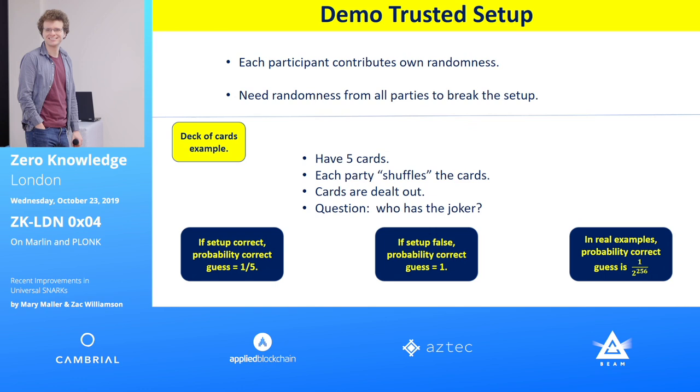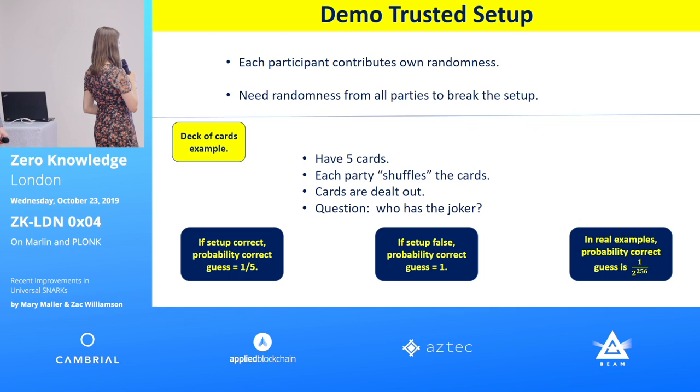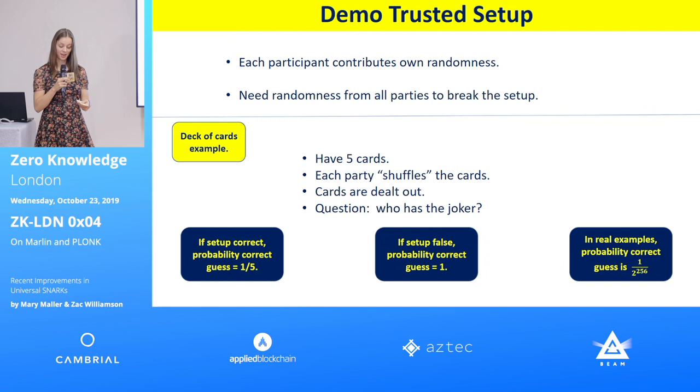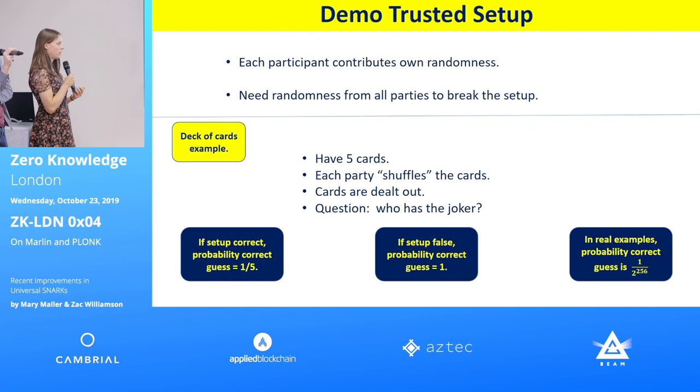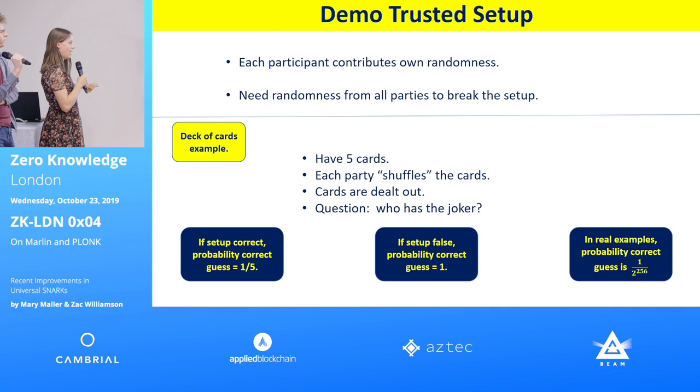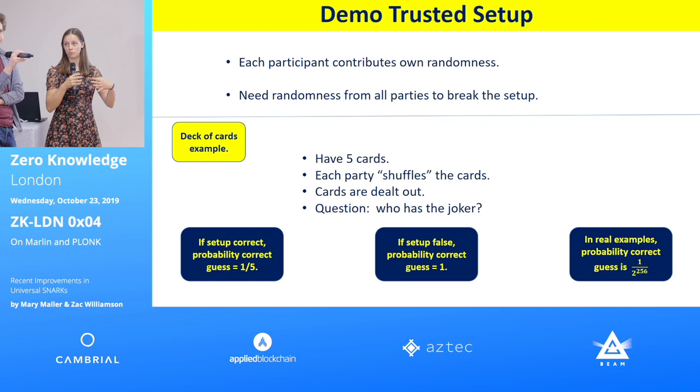Okay, so I have five cards: the 10 of diamonds, a joker, the 10 of spades, the 10 of clubs, lots of tens, sorry, badly shuffled, and the queen of hearts. What we're going to do is shuffle these cards, and this is meant to be representing our trusted setup. And at the end, we're going to ask the question, who has the joker? This is essentially going to be representing our secret, which if you knew, you could break our scheme.